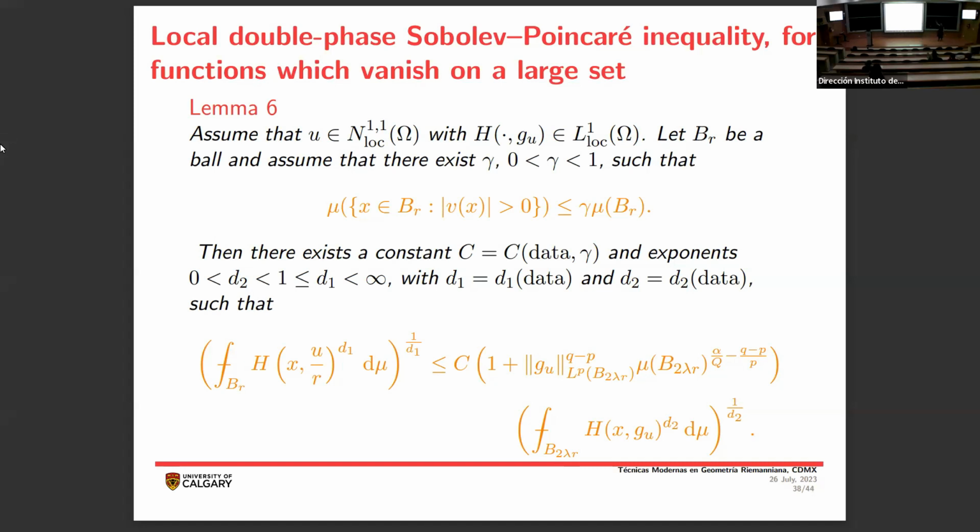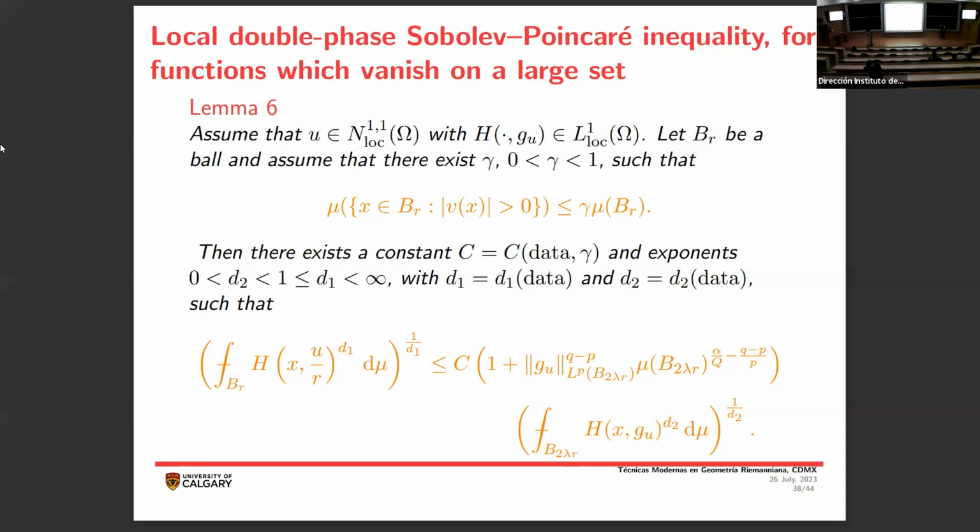And why functions that vanish outside a large set? Well, because at some point we're going to work with u, a quasi-minimizer with boundary data. So what does that mean? That u minus w will belong to this space, so it will vanish outside of omega.